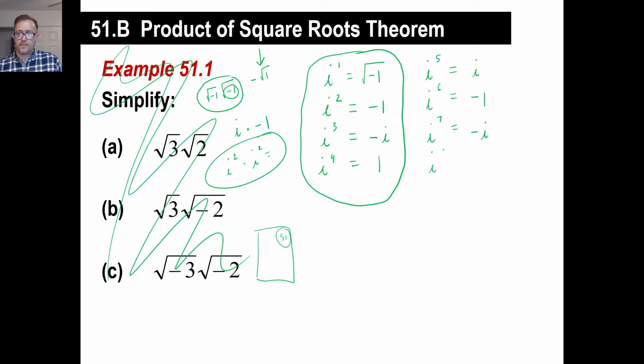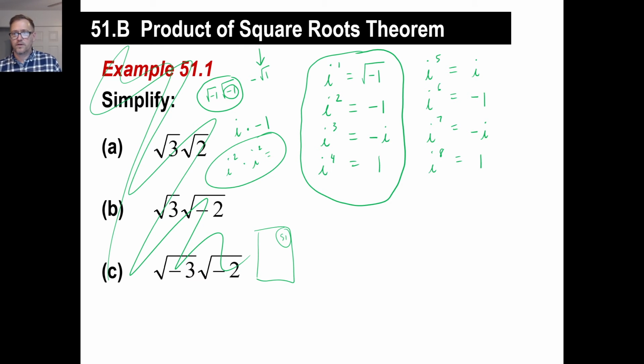i to the 8th would be i to the 4th times i to the 4th, right? Which means we have 1 times 1. In other words, this repeats every 4 cycles, basically. So we could just keep going. i to the 9th, 10th, 11th, and 12th, you could just keep doing it.